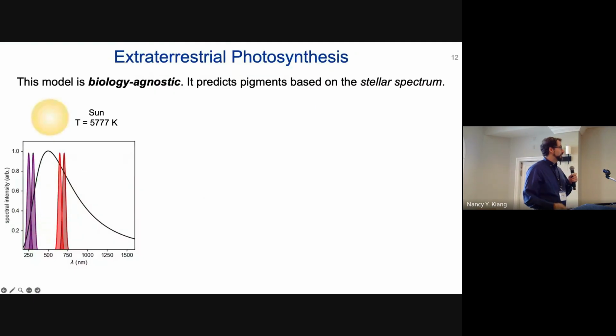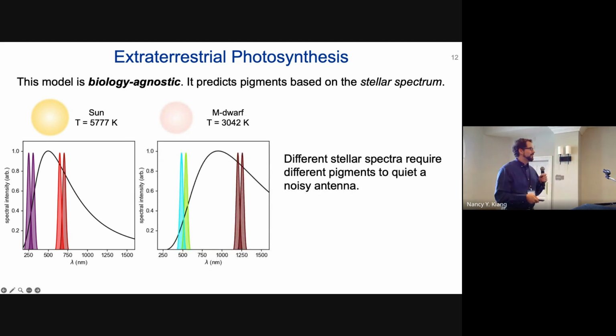And that lends itself well to the topic of this workshop, extraterrestrial photosynthesis, because we're making a biologically agnostic prediction. If I approximate the sun as a black body with some effective temperature, I can run that through the model and get a prediction for what pigments exhibit this physics. And if I change the effective temperature to that of an M dwarf, it will predict a different set of pigments, indicating that if I'm on a planet orbiting an M dwarf and I want to quiet my noisy antenna, then I can give you some sense of what the structure of pigments should be to do that.